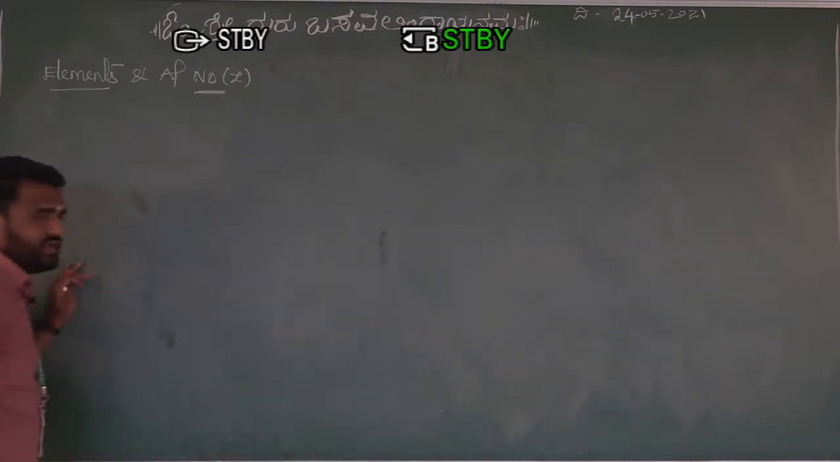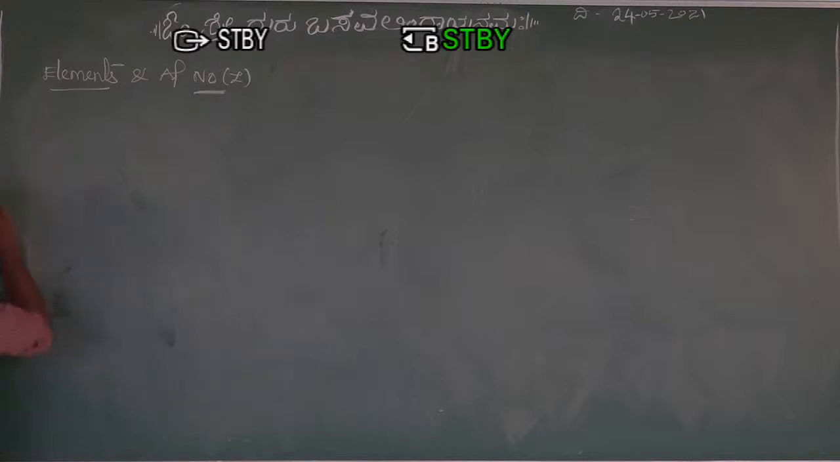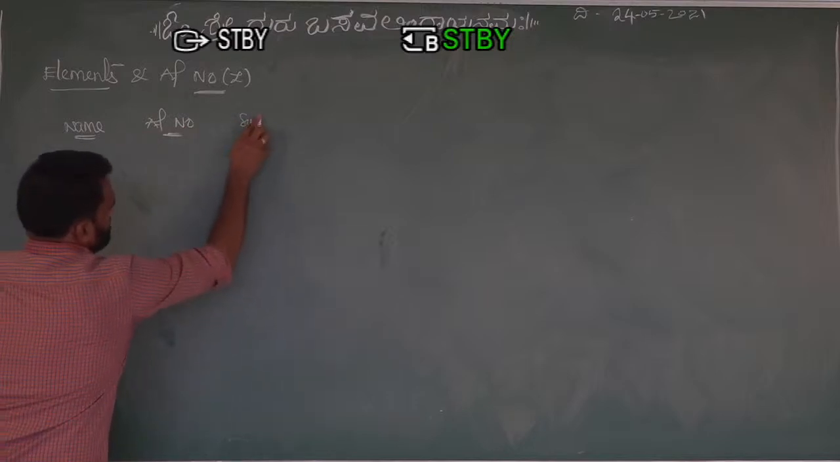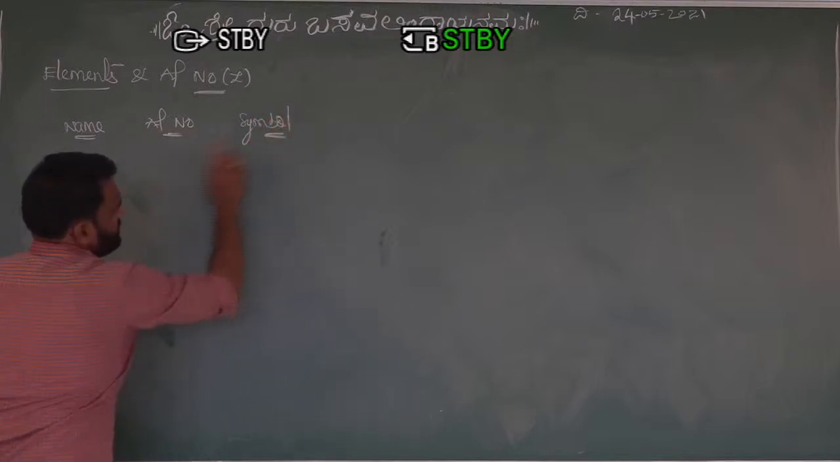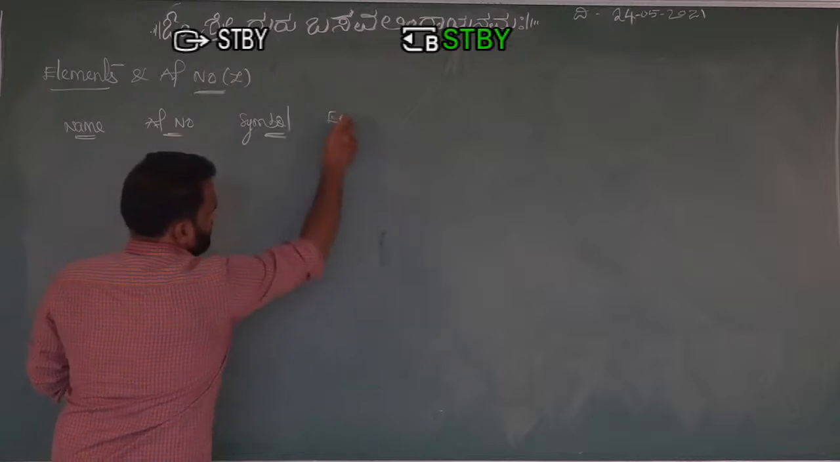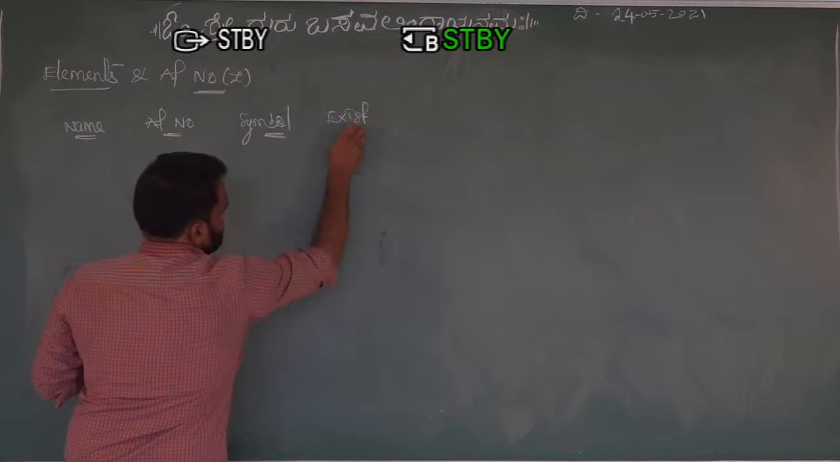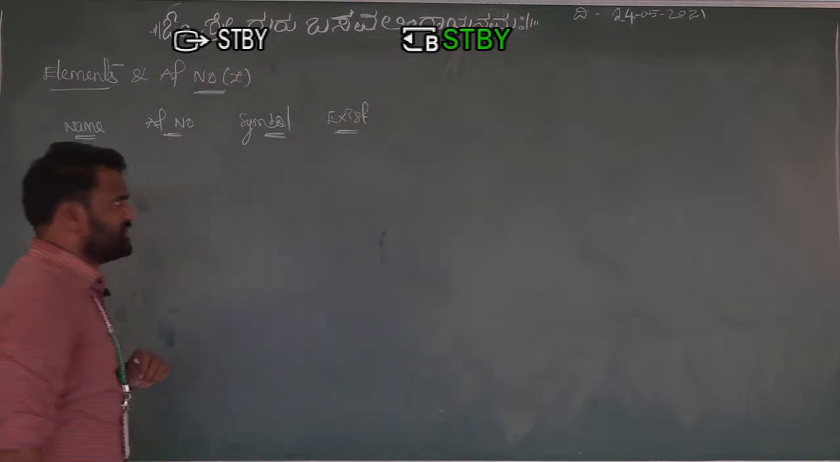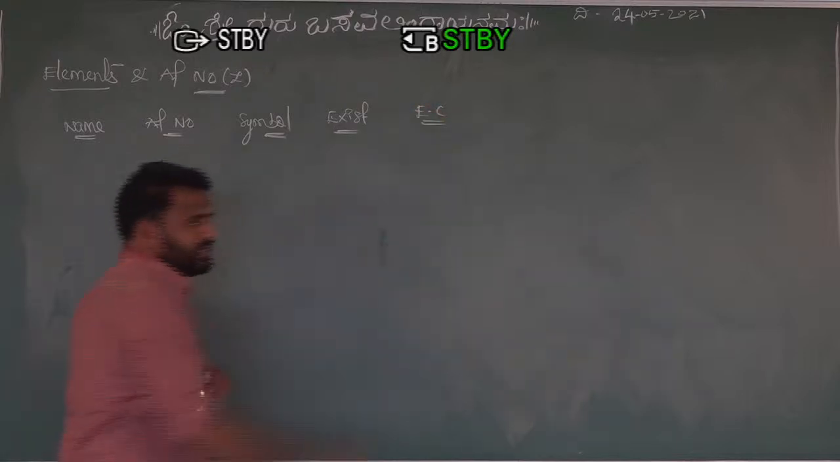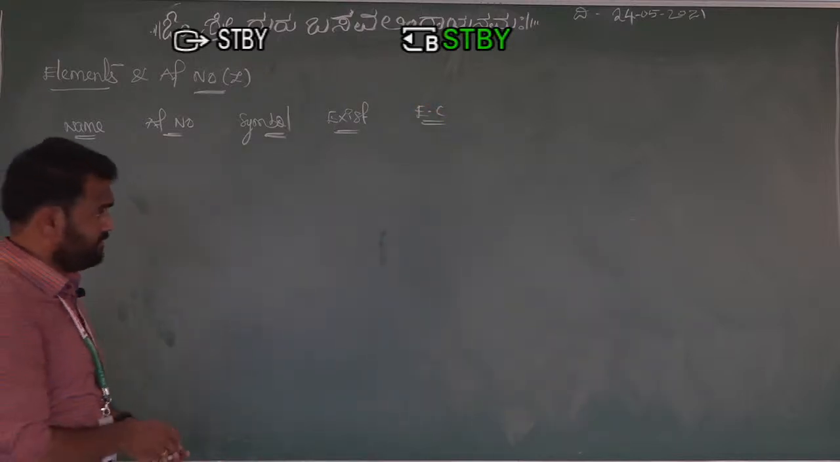Now I will give the name of the element, its atomic number and symbol. So here, the name of the element, and here the atomic number and symbol, and here the existence in nature, how it exists in nature. Next, electronic configuration. I'll give the electronic configuration of the elements.